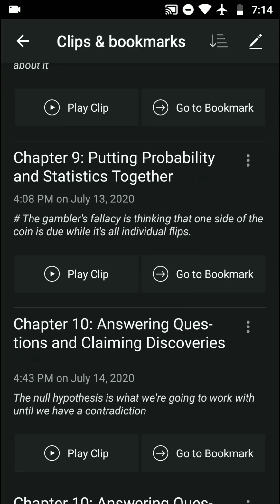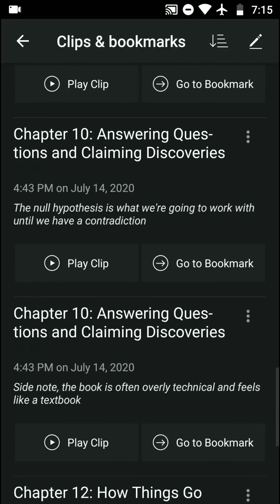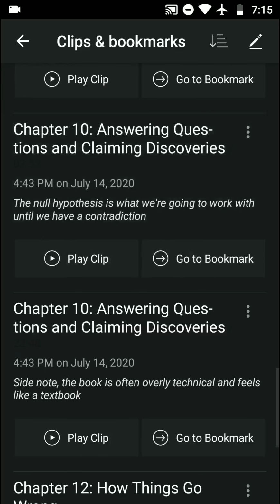Let's say we flip a coin 10 times and it's tails all the time. People feel that heads is due, even though it's just another flip, and the coin doesn't care. The null hypothesis is what we're going to work with until we have a contradiction. We have A, and until we disprove A, we're working with A.